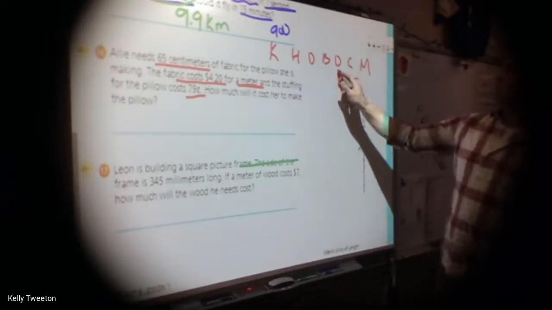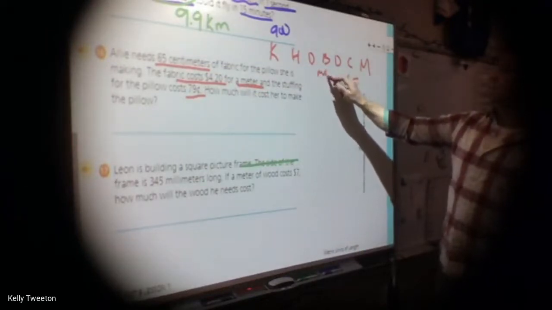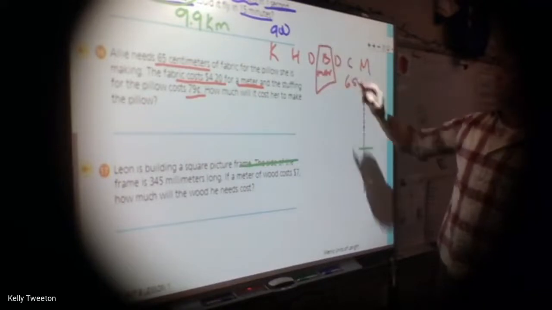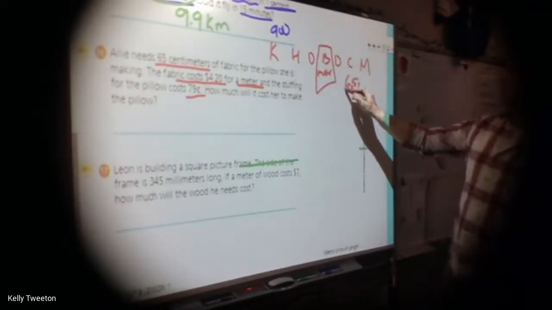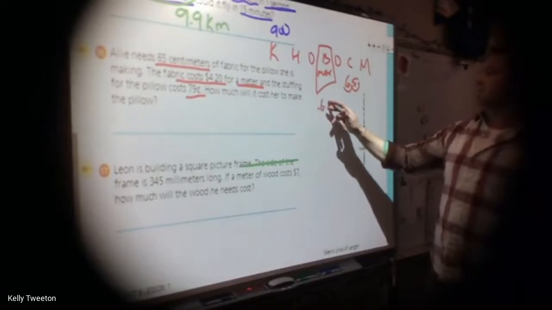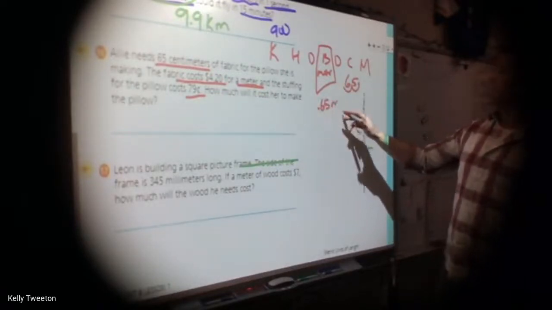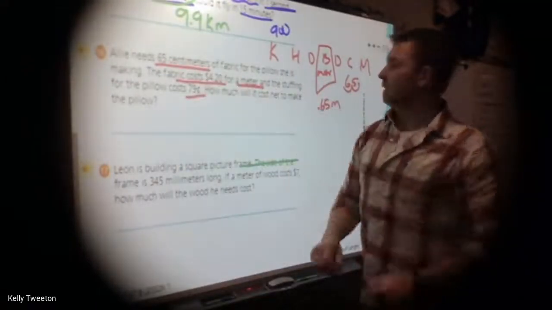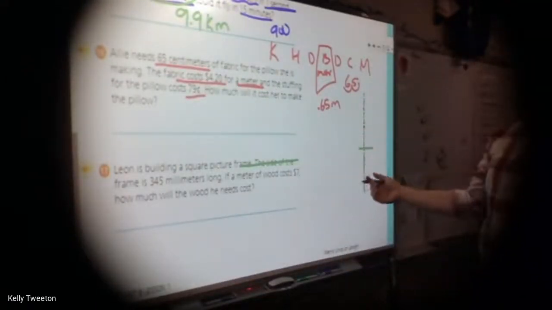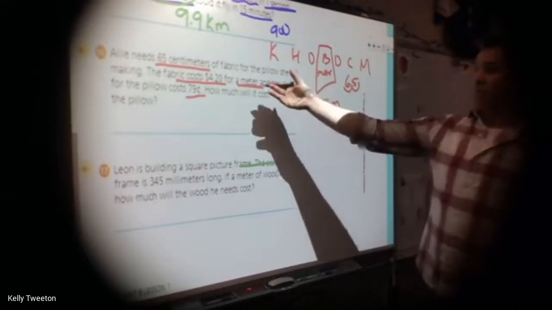So if I'm going to go to meter, remember, this is our meter. The measurement is right here in the middle. There's our meter. I need to move to the left 2 places. So 1, 2. So we have 0.65 meters. That's the same as 65 centimeters. It's the same thing. I'm just converting it again. And now we know that our fabric costs $4.20.